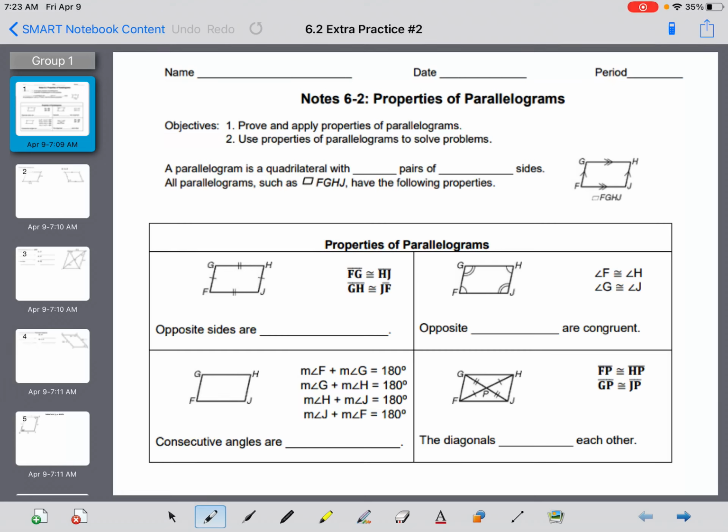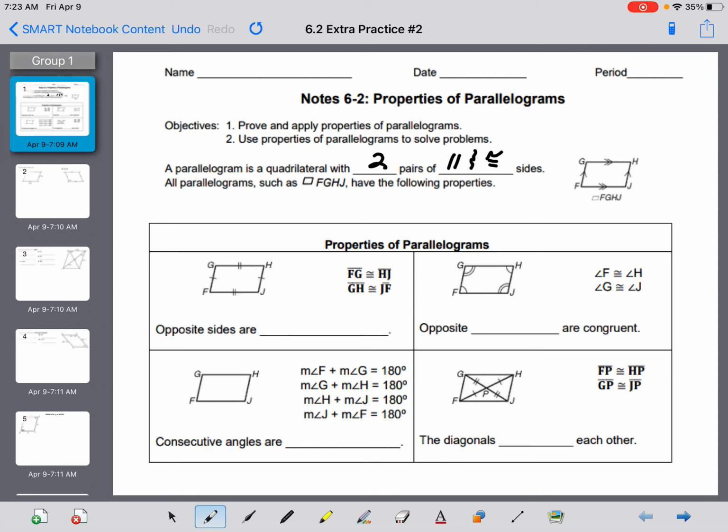All right, everybody, this is your 6.2 extra practice number 2, okay? If you take a look, just a few things to fill out on the top here. A parallelogram is a quadrilateral with blank pairs of blank sides. Well, that's two pairs of congruent sides. And not only are they congruent, they are parallel. So parallel and congruent.